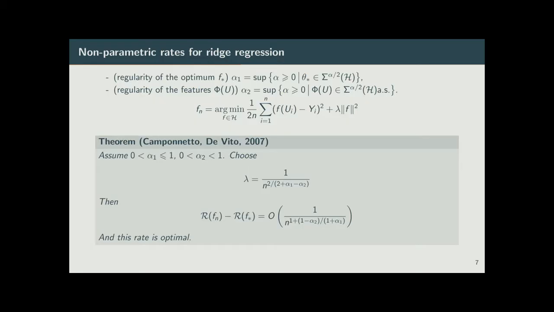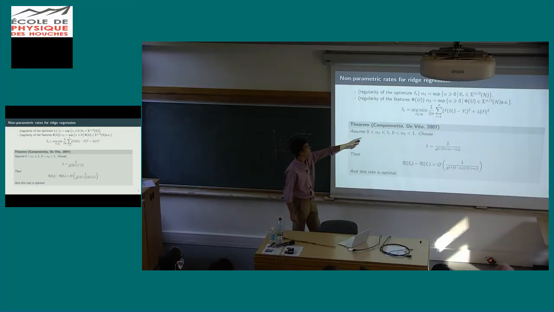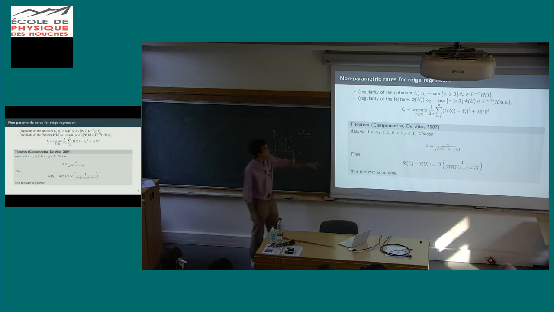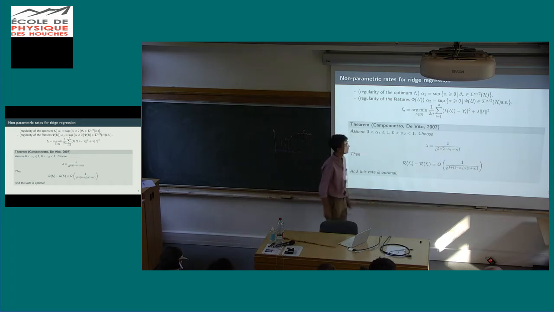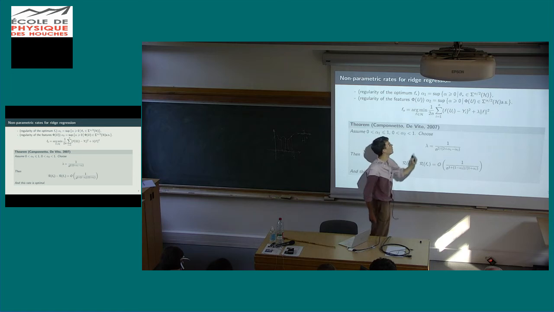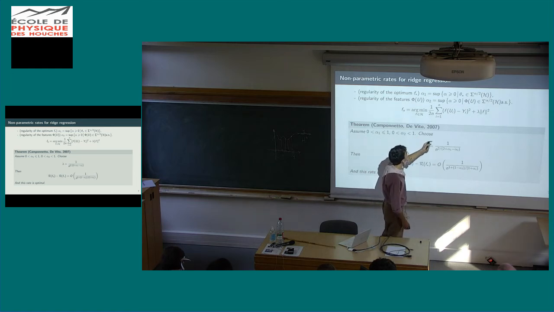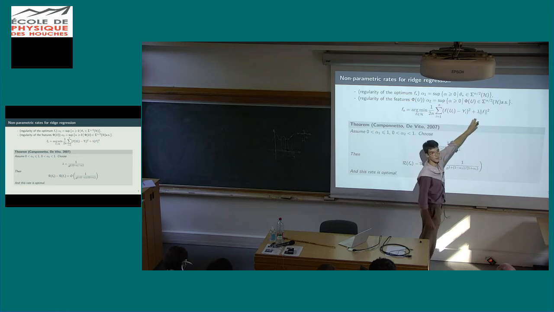This formalism was introduced by Caponnetto and De Vito in 2007, and they used it to analyze ridge regression in kernel spaces. So they have two exponents, and now they do ridge, so it can be done implicitly. It's just minimizing the empirical risk plus the penalization.